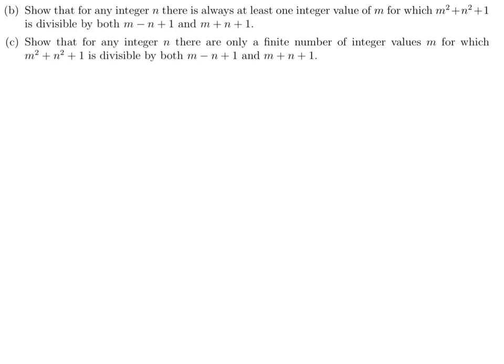Show that for any integer n, there is always at least one integer value of m for which m squared plus n squared plus 1 is divisible by both m minus n plus 1 and m plus n plus 1.